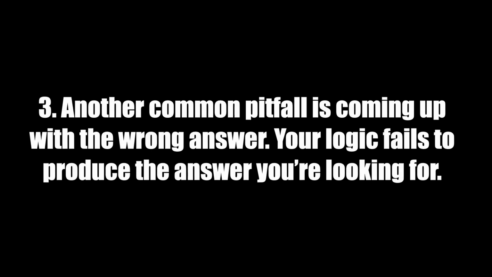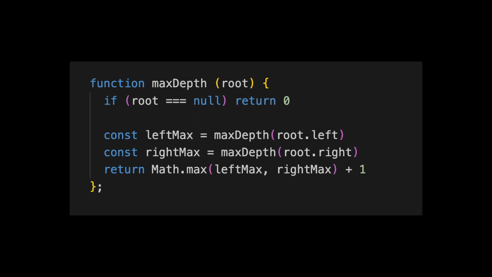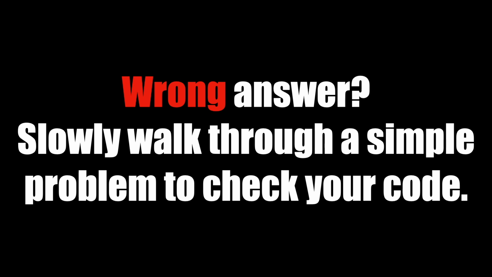Another common pitfall is having the incorrect logic so that your solution function produces the wrong answer. If you try to get the maximum tree depth, but you don't call max on the recursive function's results, you could end up with the wrong answer. I recommend slowly walking through a simple problem that covers the main edge case to test your code if this is happening.